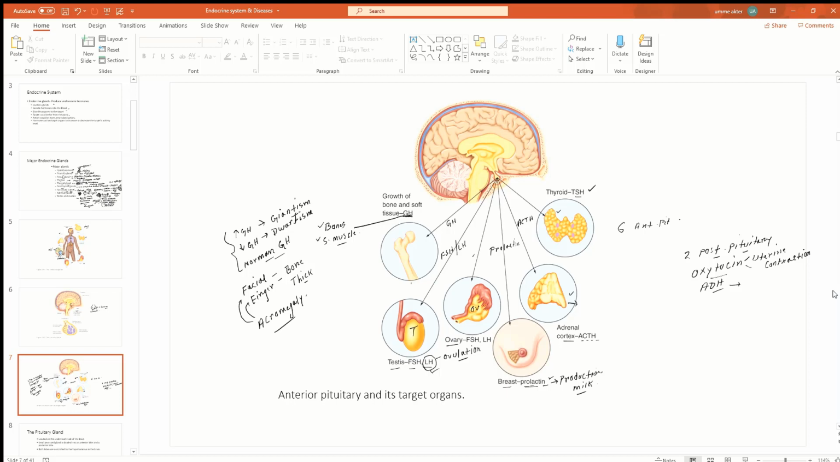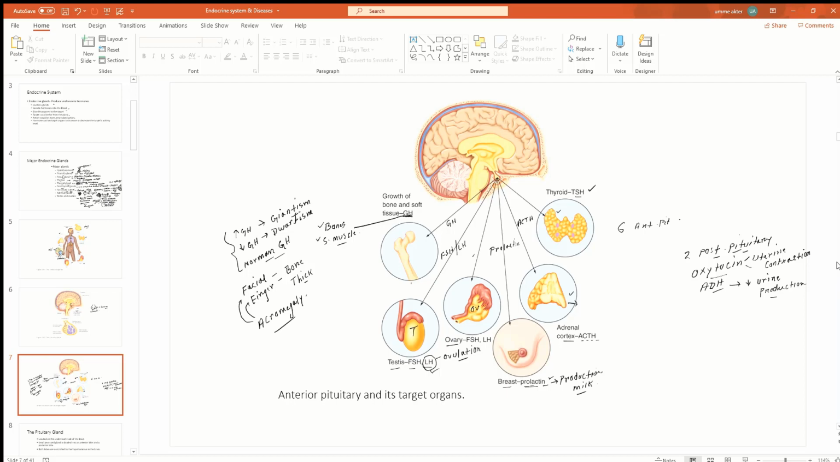Antidiuretic hormone decreases urine production. So if more antidiuretic hormone is released from the posterior pituitary, the amount of urine will be less. Makes sense? That's why it is called antidiuretic hormone. It prevents the production of urine.